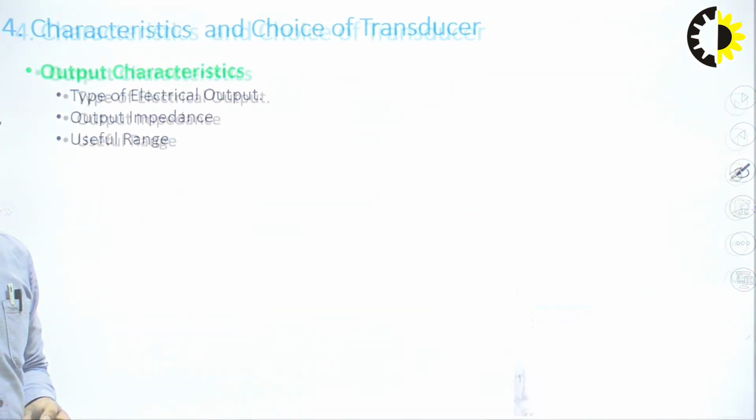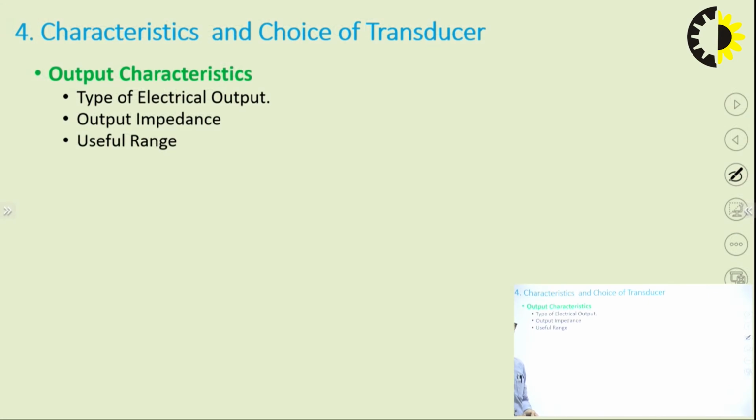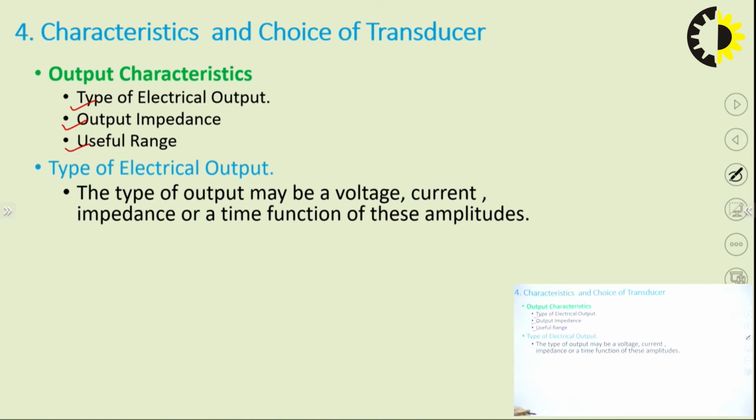Next is the output characteristics of a transducer. First is the type of electrical output. Next is output impedance. Then useful range. For type of electrical output, once we know our type of input, we should also know what the possible output of that transducer is, whether it is in the form of voltage, current, or impedance, or a time function of any amplitude.